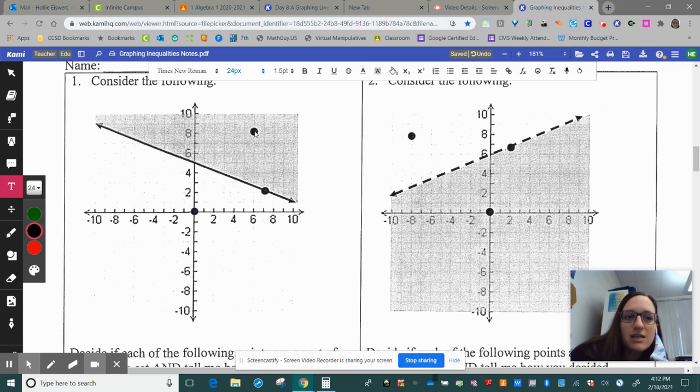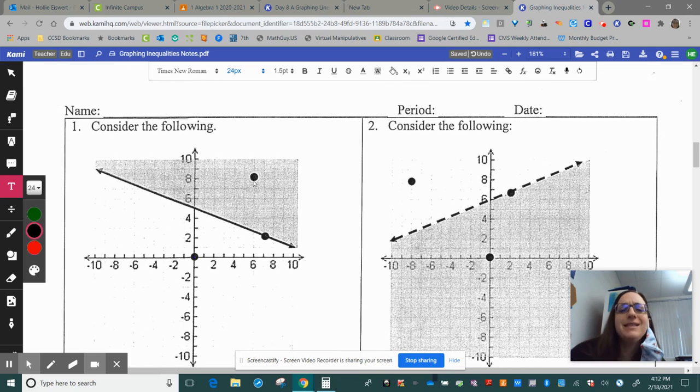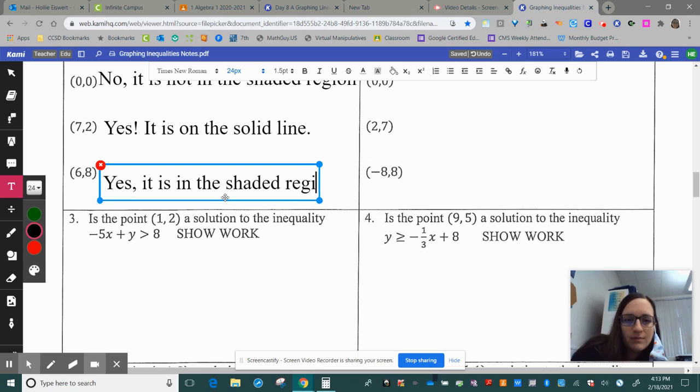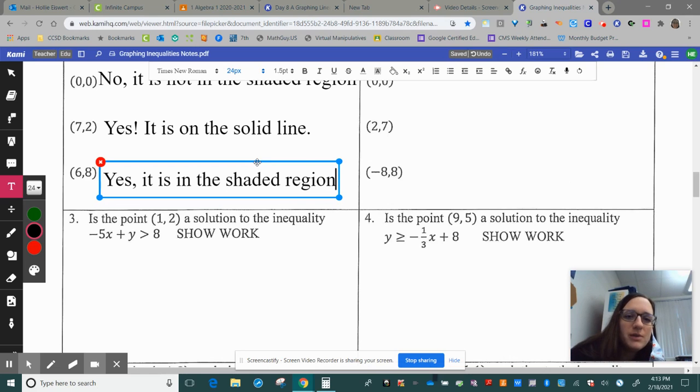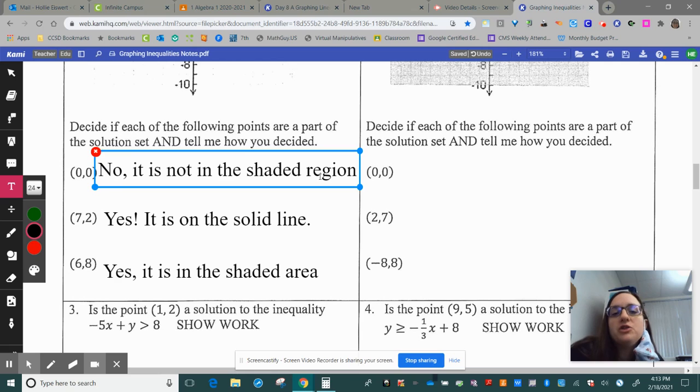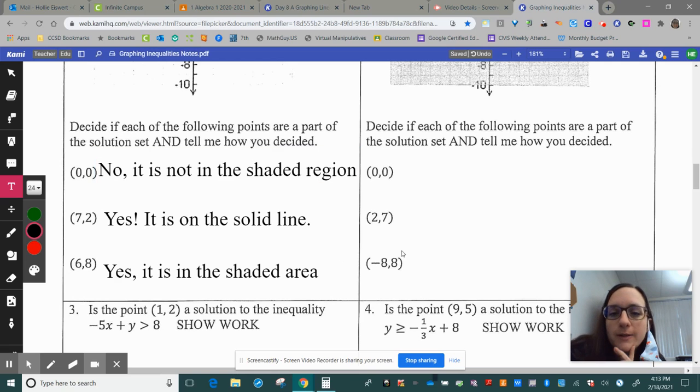And 6, 8 has to be the other one that's floating out here in the shade. If it's in the shade, is it a part of the solution set? Yes, it is. It's in the shaded region. You could put shaded area. You can do that. Sure. Nicer, so you don't have to write shaded region. You can put shaded area. It's a few less letters.